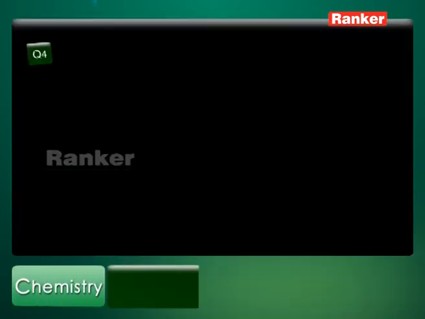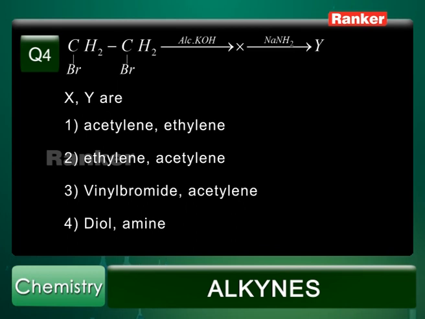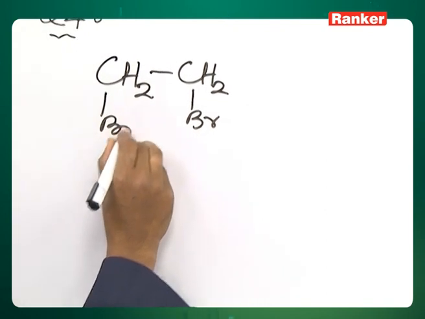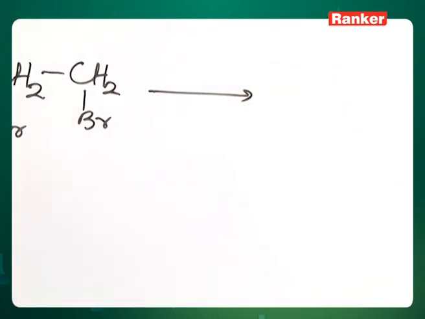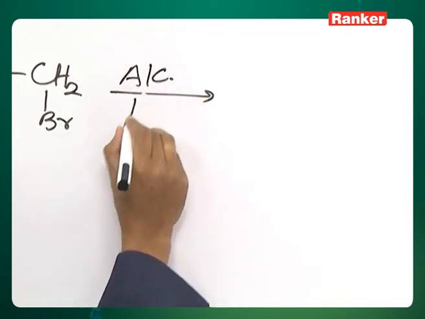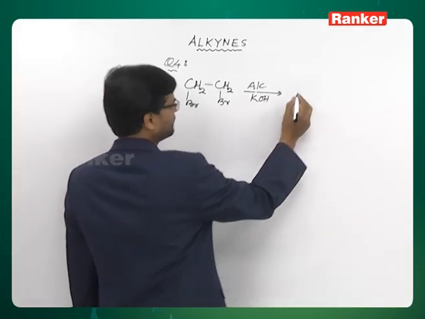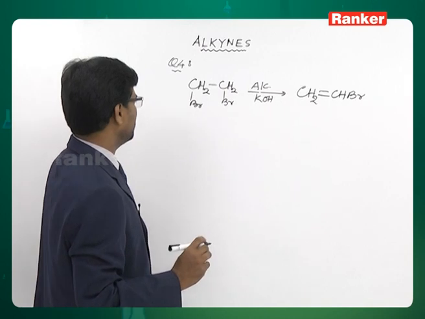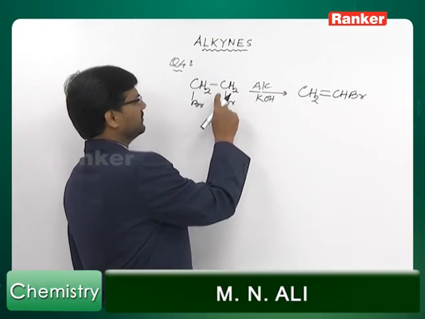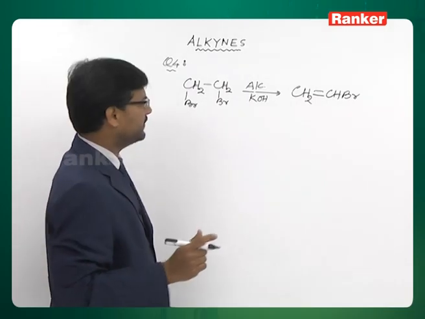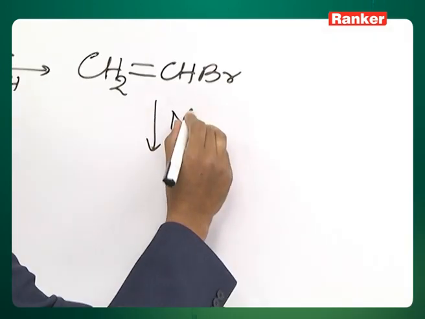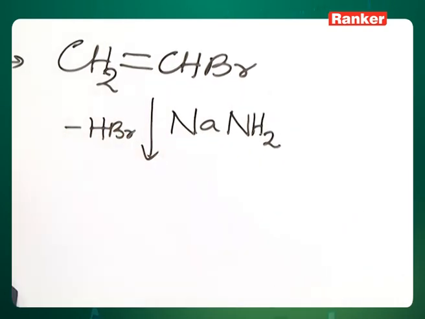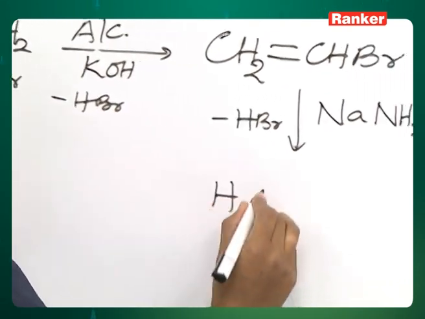Question number 4. The question is regarding this. The equation given is 1,2-dibromoethane. This is 1,2-dibromoethane. It is being treated with alcoholic KOH. When you do this, it will undergo dehydrohalogenation and you end up with CH2 CHBr. H and Br are lost from adjacent carbon atoms. Then it is being treated with soda amide. Then it will lose another mole of HBr, and this time you get acetylene.